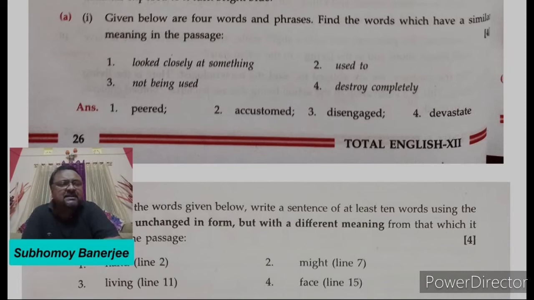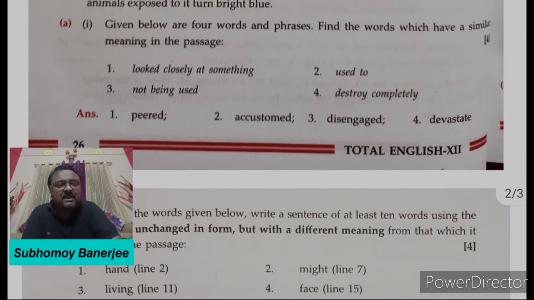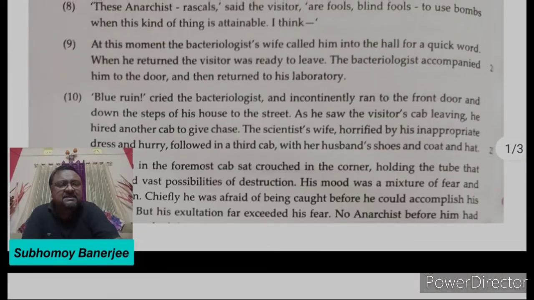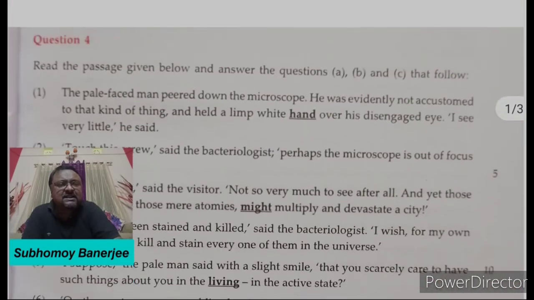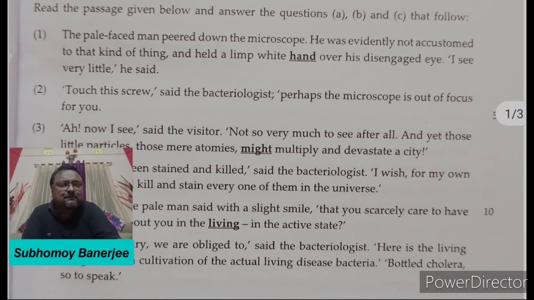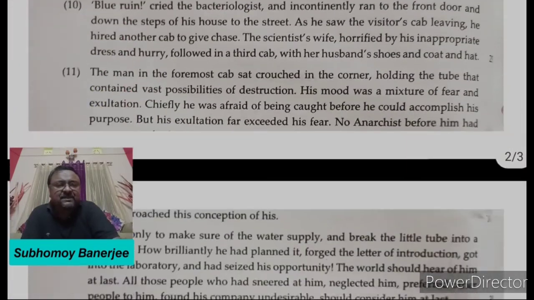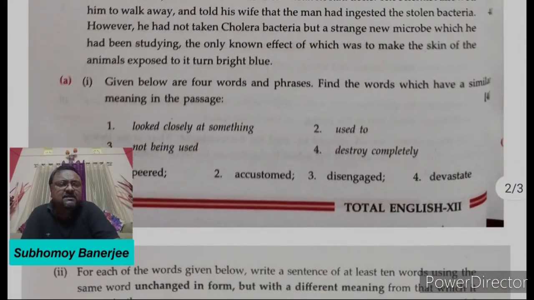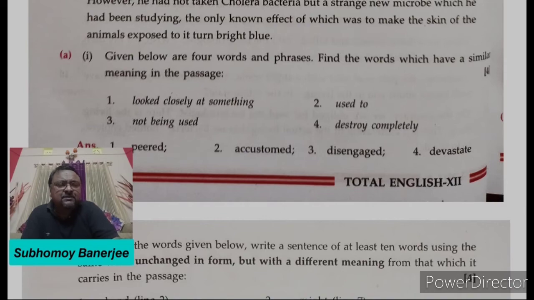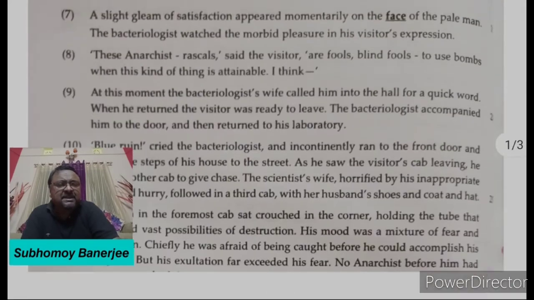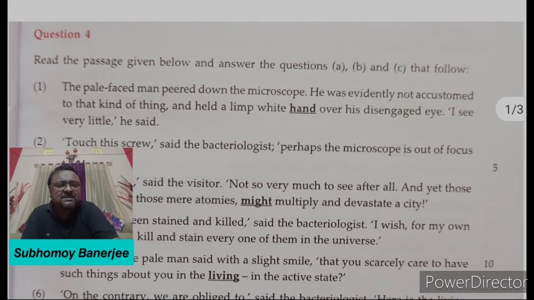Then the next phrase is used to. Accustomed. See where accustomed is given. You have to search. Here it is done for you, but you have to search. So, he was evidently not accustomed to that kind of thing. Also given in the very first line. You can find both the words in the first line. Then coming to the next word: not being used. Okay, something which is not being used.